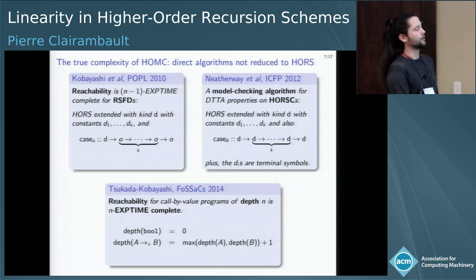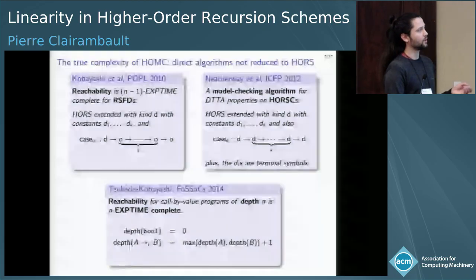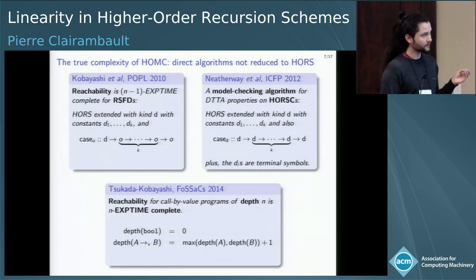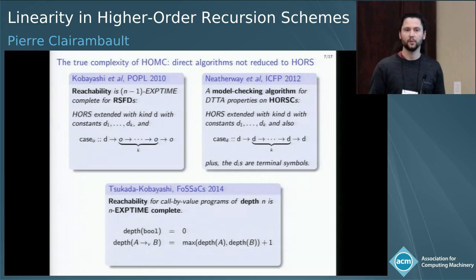And finally, a third work going in this direction is a work by Tsukada and Kobayashi, where they prove that reachability for call by value programs of depth n is n-EXPTIME-complete. Now, depth is not the same measure that I had before. It's not the same as the order. So the depth of the ground type is 0, and the depth of the call by value arrow is the max of the depth on both sides plus 1. So it's more symmetric.